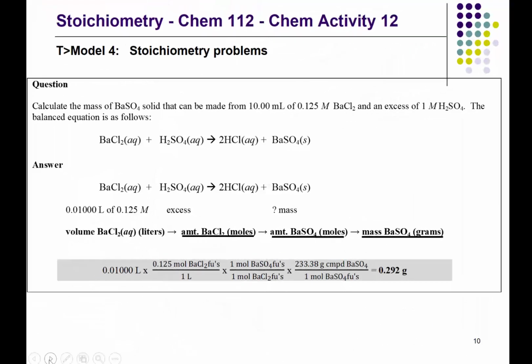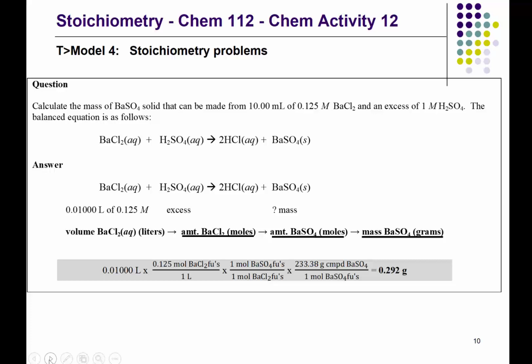Let's read through this question so that you're clear on what's going on and what are the signs that you need to pay attention to the fact that this is a solution kind of question. So I see, calculate the mass of barium sulfate solid that can be made from, so I know that involves mass, but then it says 10 mL of 0.125 molar barium chloride. Oh, okay, that's a volume and a concentration. So I'm starting with a volume of a solution, and I have the concentration. Oh, and I'm told I have an excess of 1 molar sulfuric acid, so I already know what the limiting reagent is. So I'm given the balanced equation.